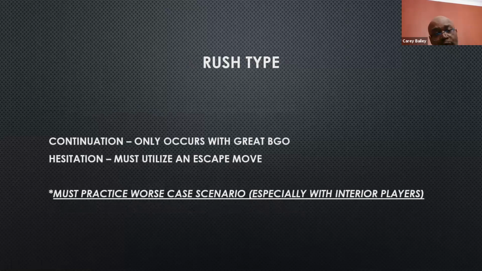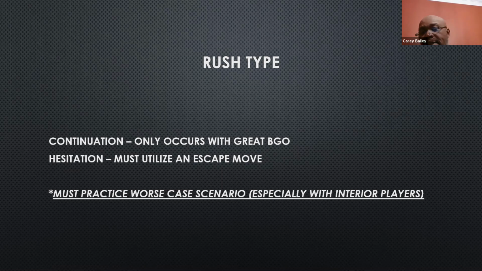Okay. Then with the rush type, continuation only occurs with great ball get-offs. If I get off on the ball quickly, I get play action pass, I'm able to recognize it, and I can keep on going. If I play the run off of a hesitation, in other words, I see it late, now I'm playing the run, trying to hold my gap. Oh, shoot. Now I recognize I have to reestablish my edge and utilize an escape move.